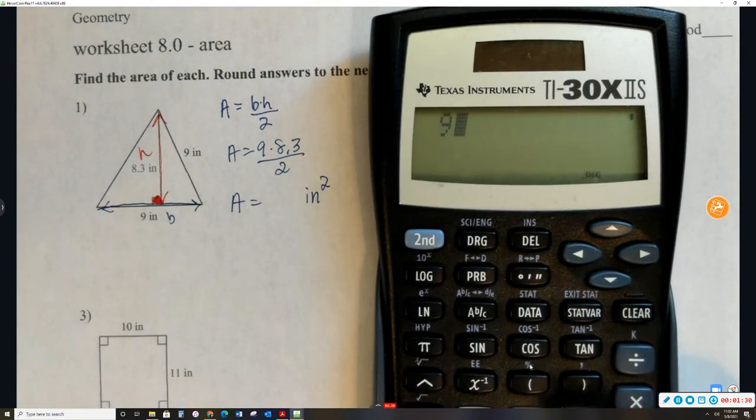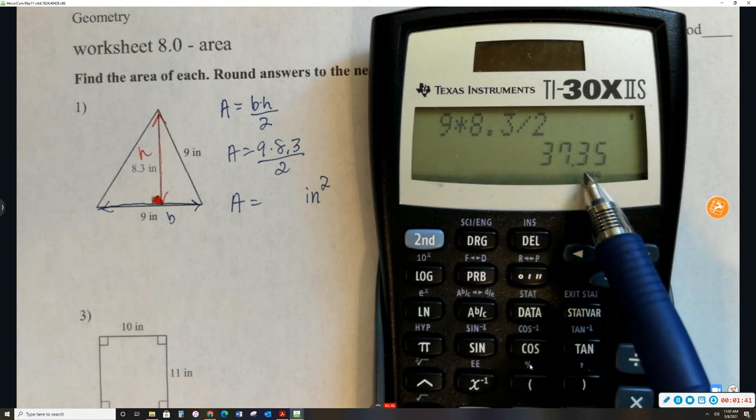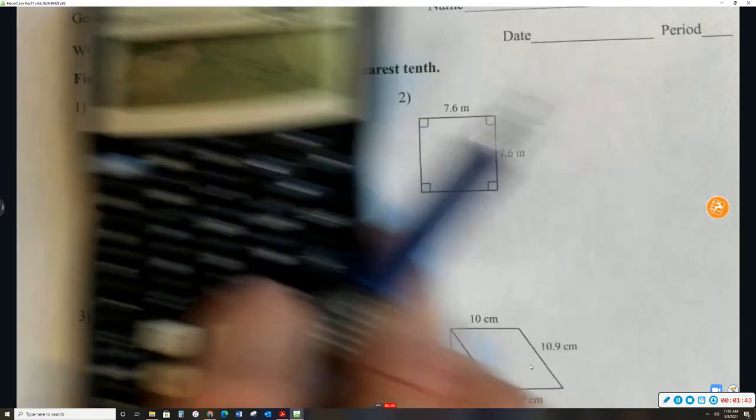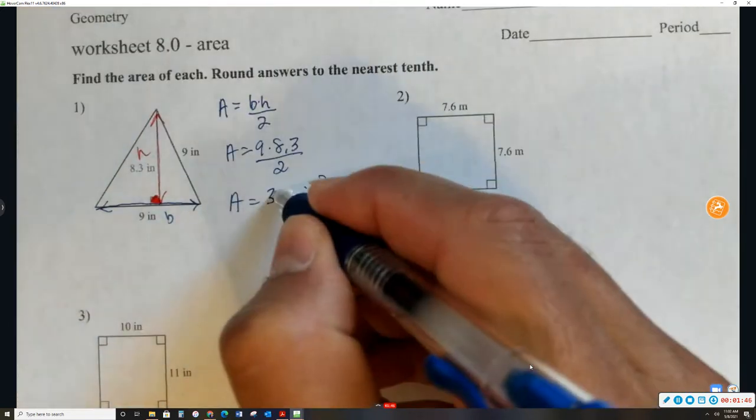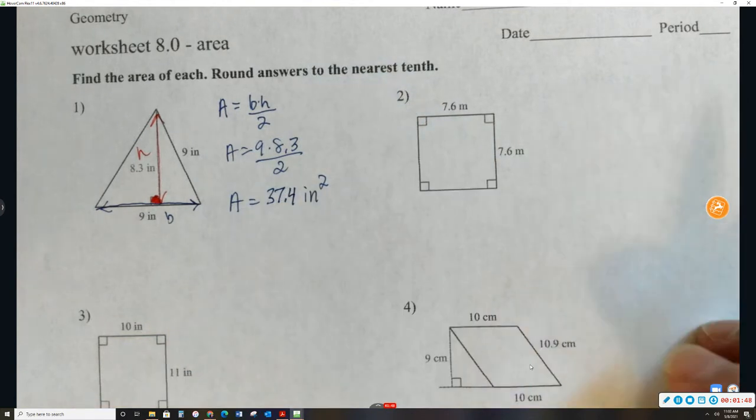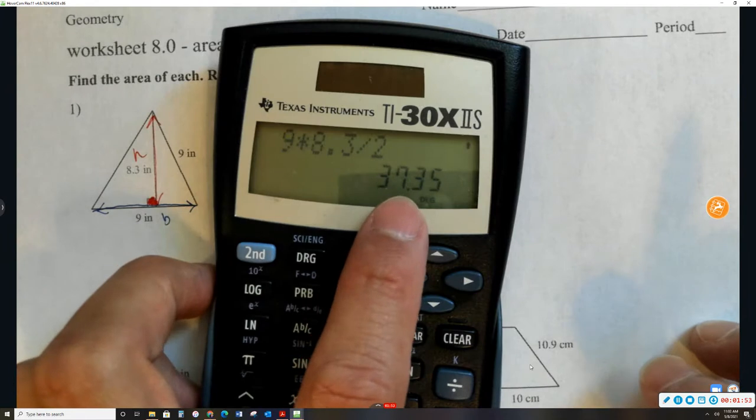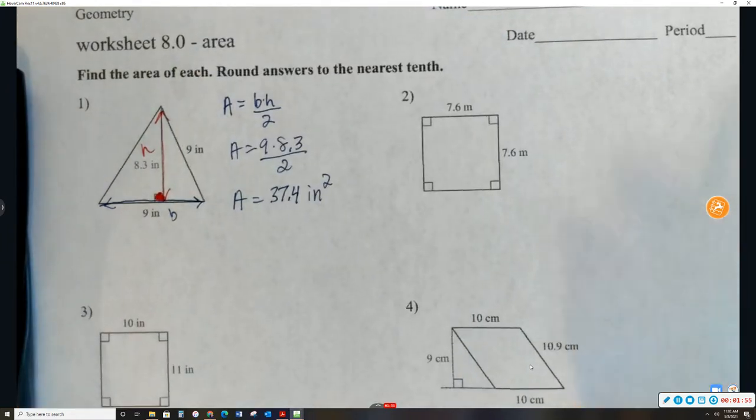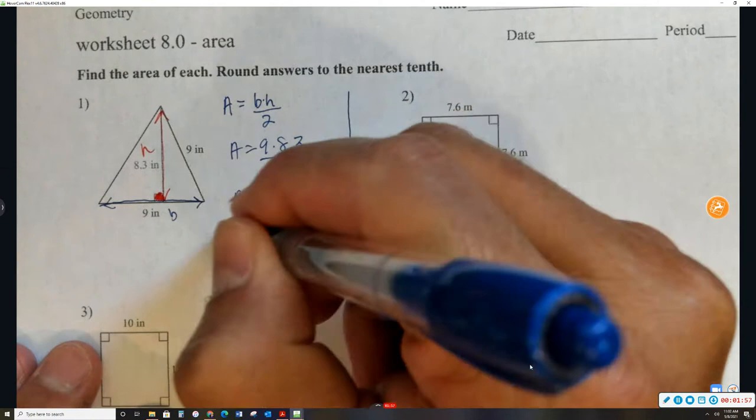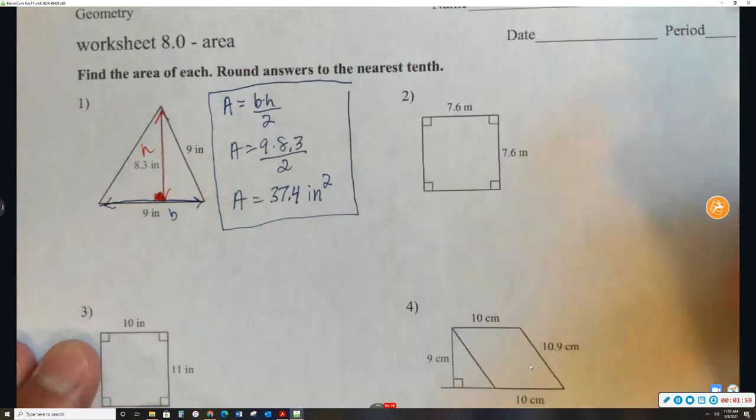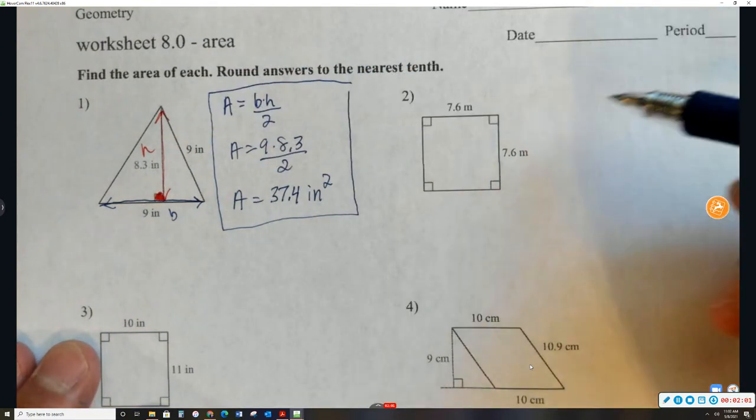And then just type it in, 9 times 8.3. You could push enter or just go ahead and push divided by 2. So that's 37.4. Again, if you put 37.3, that'll be okay for Canvas. Canvas will grade it correctly. But technically it's 37.4. The 5 pushes the 3 up to a 4. Okay, so that's pretty straightforward. Nothing too crazy there.